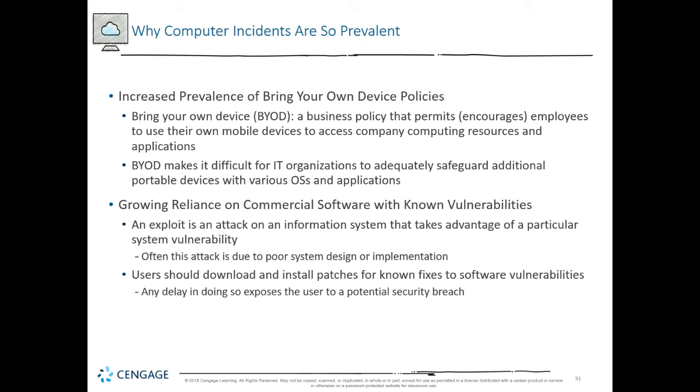Growing reliance on commercial software with known vulnerabilities. An exploit is an attack on an information system that takes advantage of a particular system's vulnerability. Often the attack is due to poor system design or implementation. Users should download and install patches for known fixes to software vulnerabilities. Any delay in doing so exposes the user to a potential security breach.